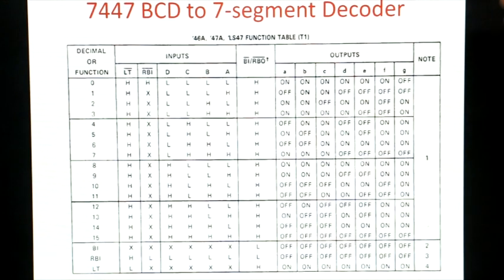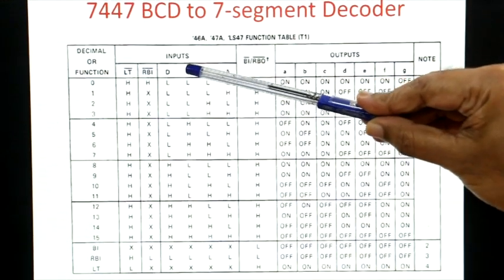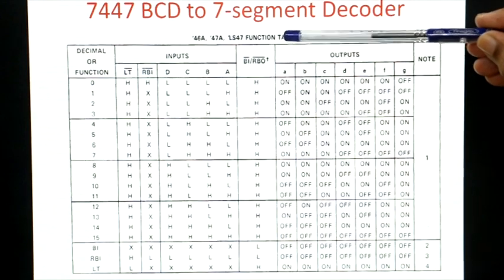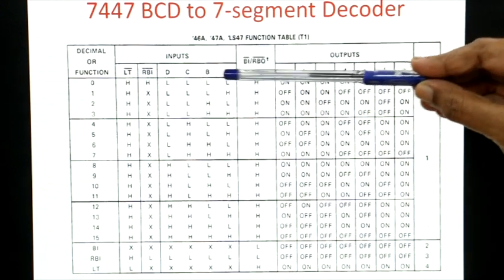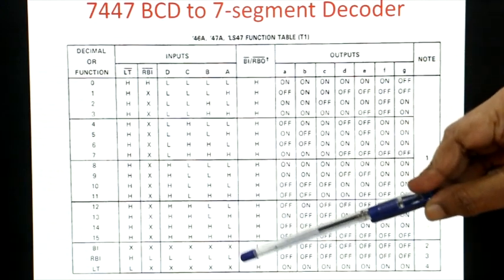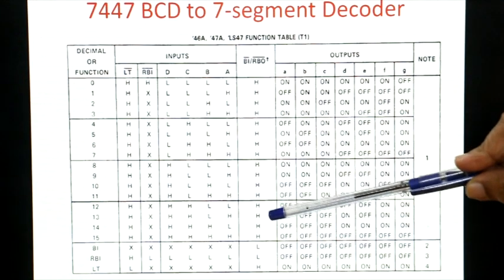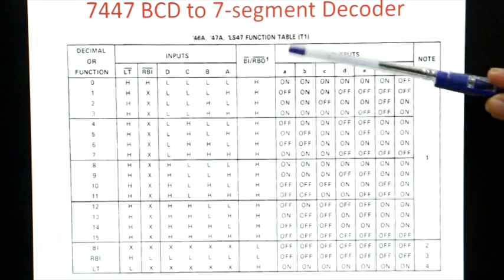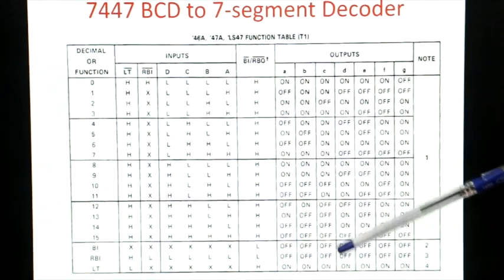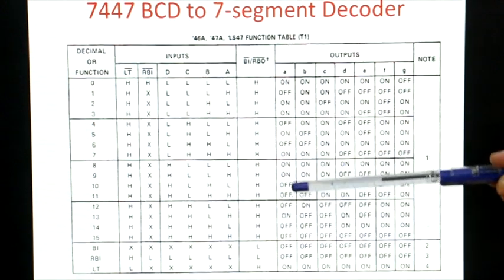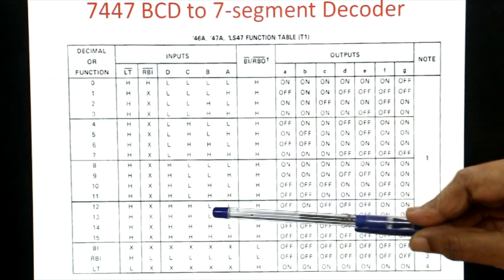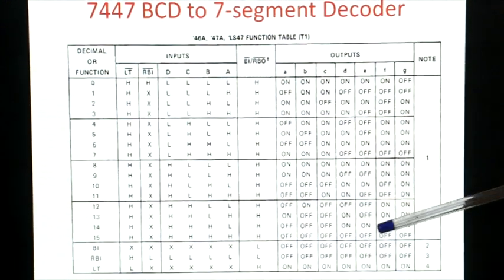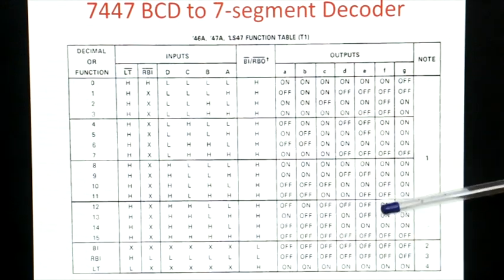So what we have here is the inputs. The BCD inputs are DCBA. D is the MSB and A is the LSB. So you can see that here in this function table, they are given all possibilities going from 0 all the way to 15. But as we said, in decimal we use only from 0 to 9. But what happens is, in these decoders, if you give a binary outside 9, like 10 or 11, for example if you give 1010, then some segments will glow up. These are not used, but the decoder would just glow up.